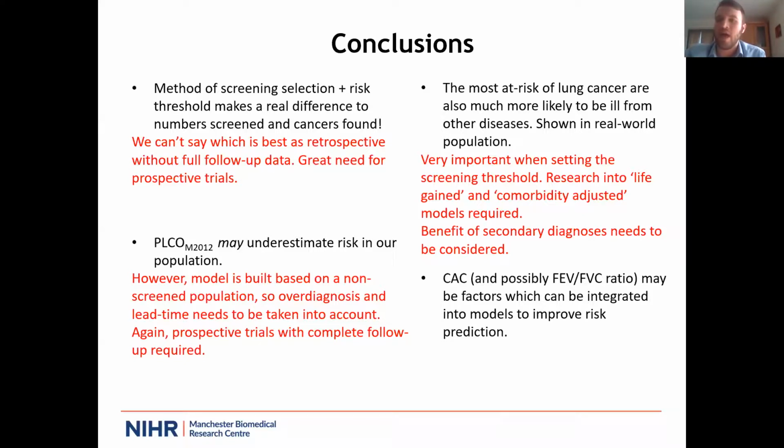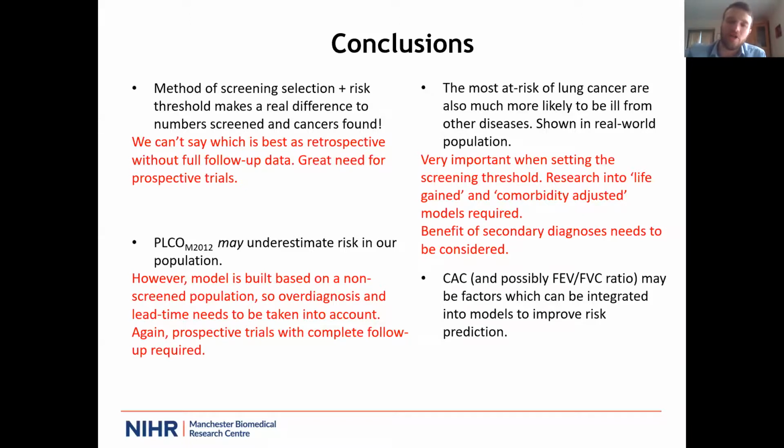lung cancer risk. It was part of my PhD, we're also looking into life-gained risk models, where rather than just basing it on risk of lung cancer, you look at who's going to gain the most life from having a screening invitation. So that's an interesting direction to take the research into, to see whether that's effective at increasing the benefit of the screening program.